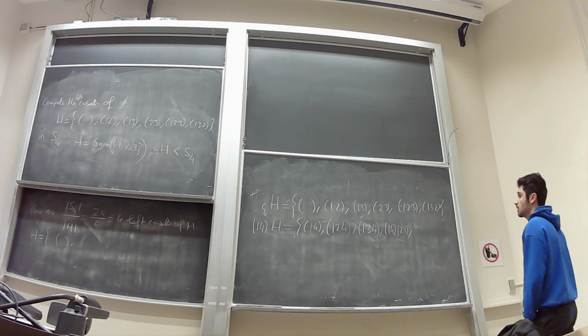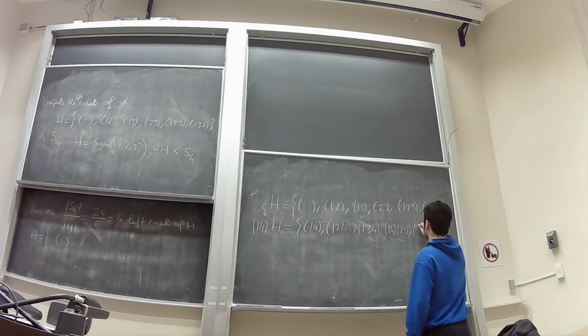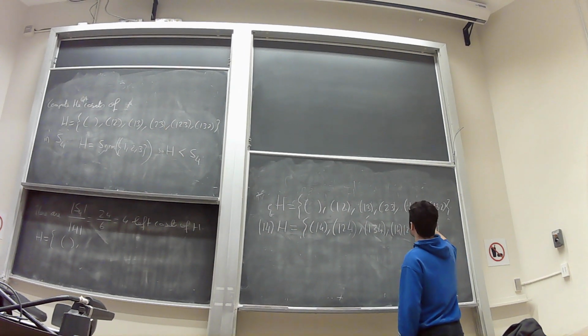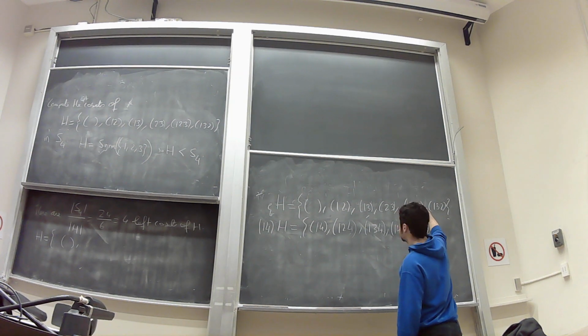1/4 times 1, 2, 3. 1 goes to 2 and 2 stays fixed, so 1 goes to 2. 2 goes to 3, which stays fixed, so 2 goes to 3. 3 goes to 1, which goes to 4. And 4, let's double check. 4 stays fixed and goes to 1.